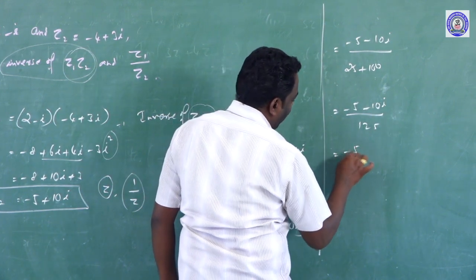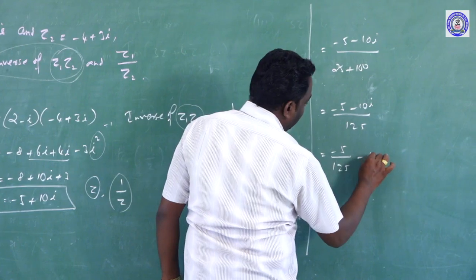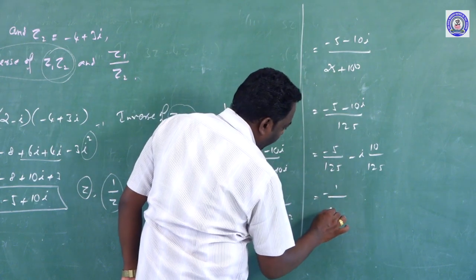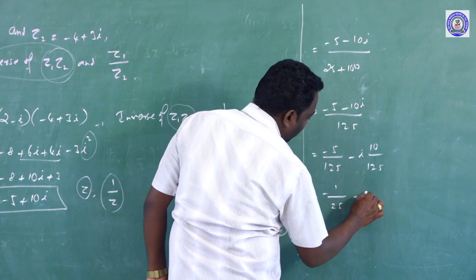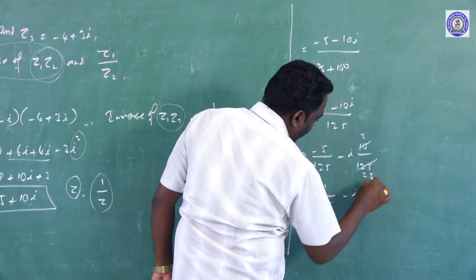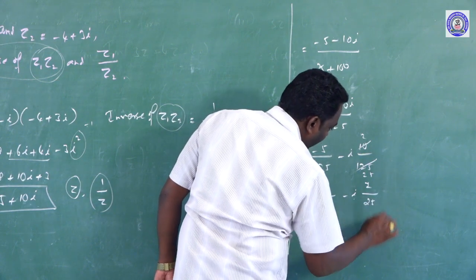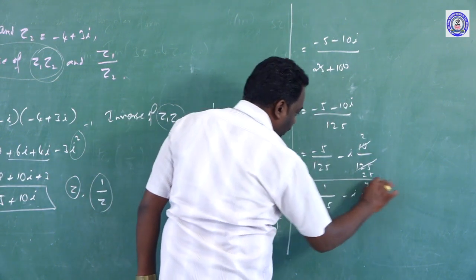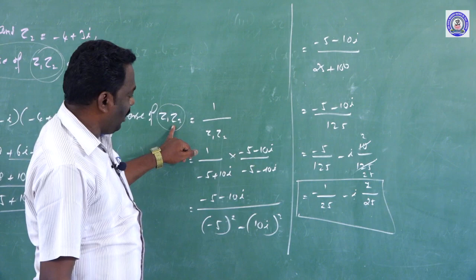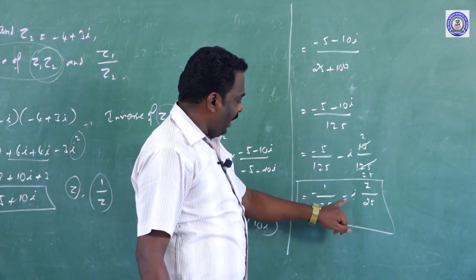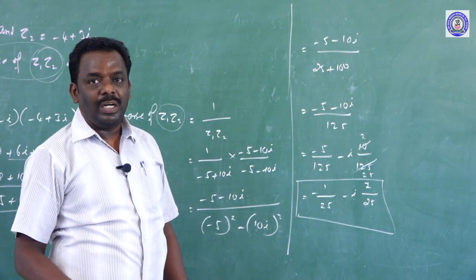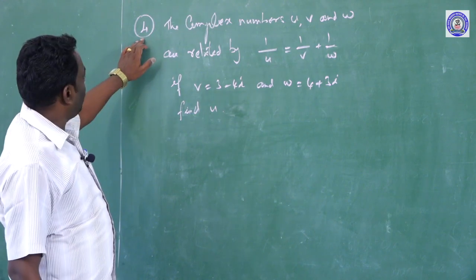Separating the denominator, minus 5 by 125 minus i into 10 by 125. That is equal to minus 1 by 25 minus i into 2 by 25, cancelling 5 and 5 times. Therefore, the final simplification is that the inverse of z1 and z2 equals minus 1 by 25 minus i into 2 by 25. This is the inverse of z1 into z2. Okay, move to the next question, number 4.